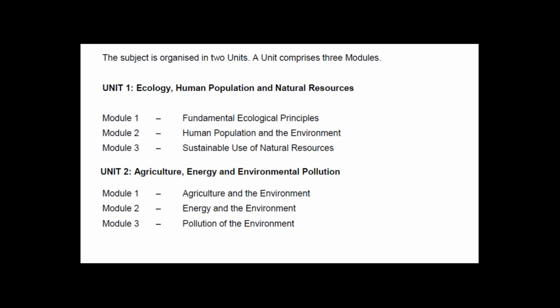And we need to look at the structure of the environment of CAPE subjects. CAPE is divided into Unit 1 and Unit 2. The name of Unit 1 is Ecology, Human Population, and Natural Resources. Like all CAPE subjects, it's divided into 3 modules. Module 1 is Fundamental Ecological Principles. Module 2, Human Population and the Environment. And Module 3, Sustainable Use of Natural Resources.